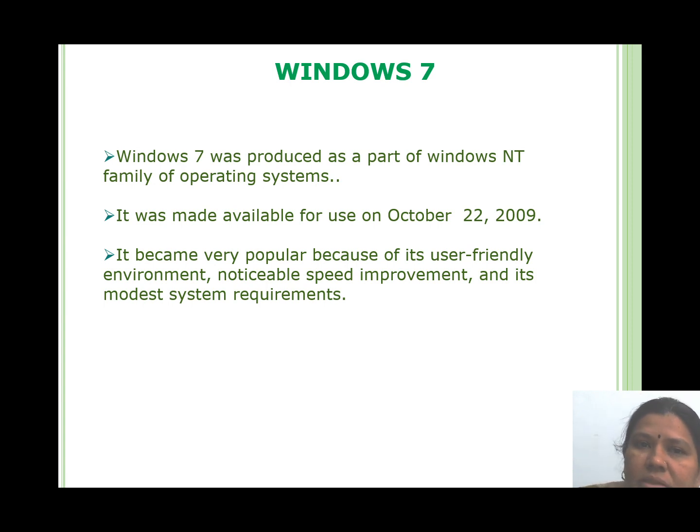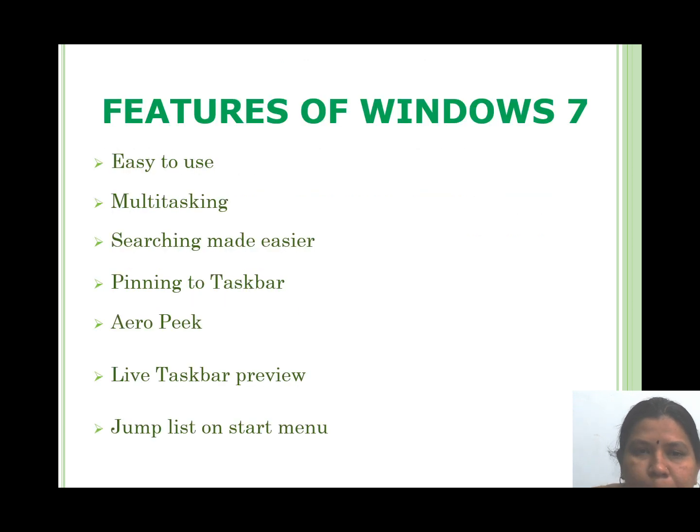Windows 7 is produced as a part of the Windows NT family of operating systems. On October 22nd, 2009, it was made available for use. It is very popular because of its user-friendly environment, a noticeable speed improvement, and modest system requirements.